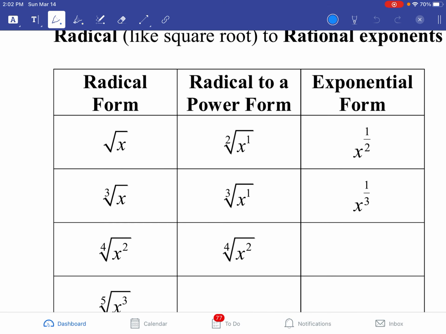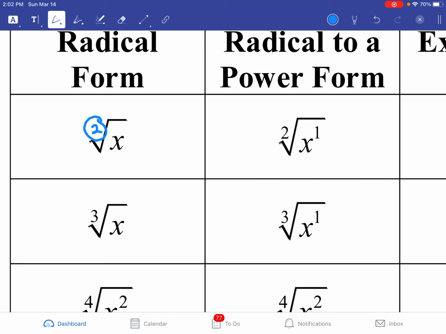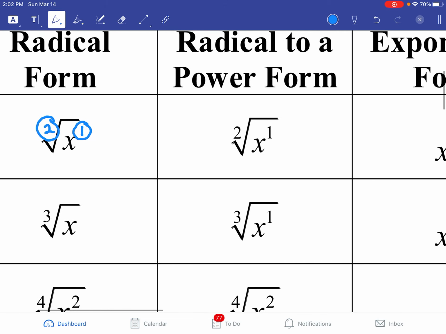Okay, so a couple things about these problems. A lot of this problem deals with the unseen, okay? If you have a square root here, the number in what's called the index is a 2. It's not written because it's automatically assumed it's a 2. The same way, if you don't have an exponent on either a number or a variable, it's automatically assumed it's a 1.